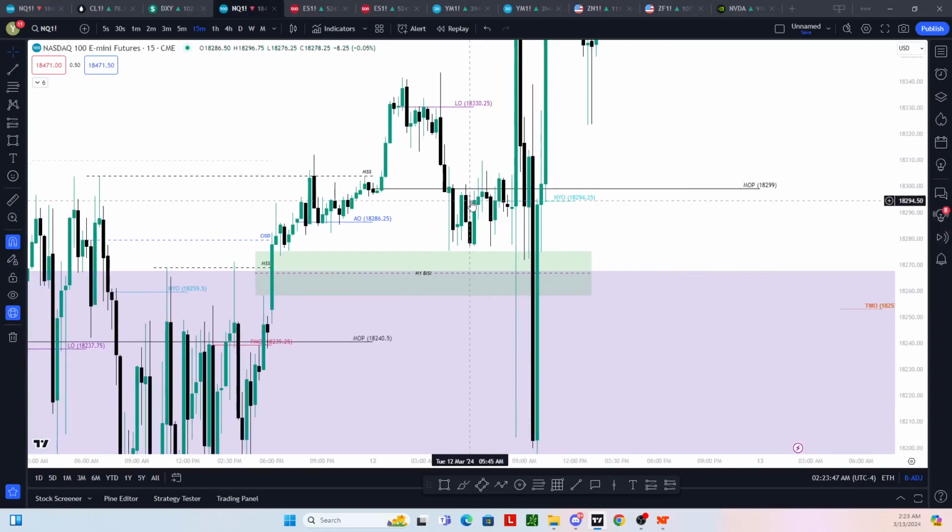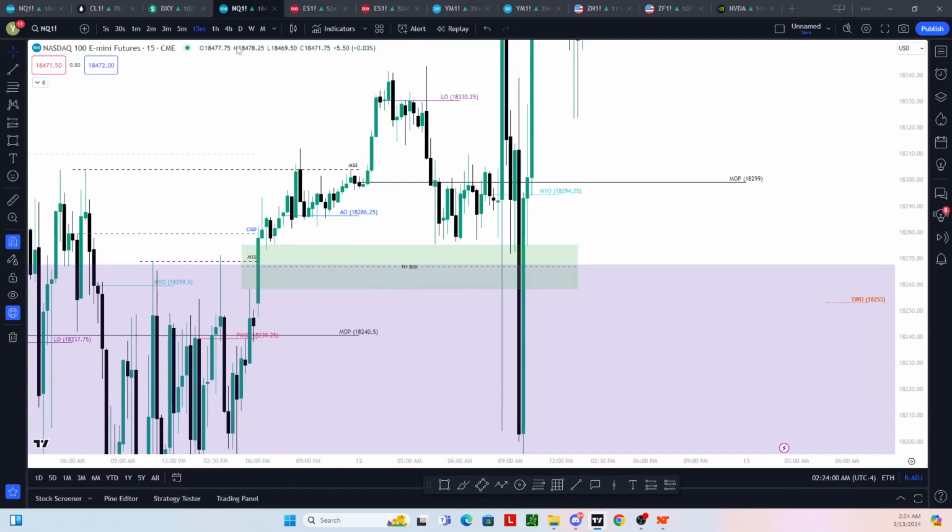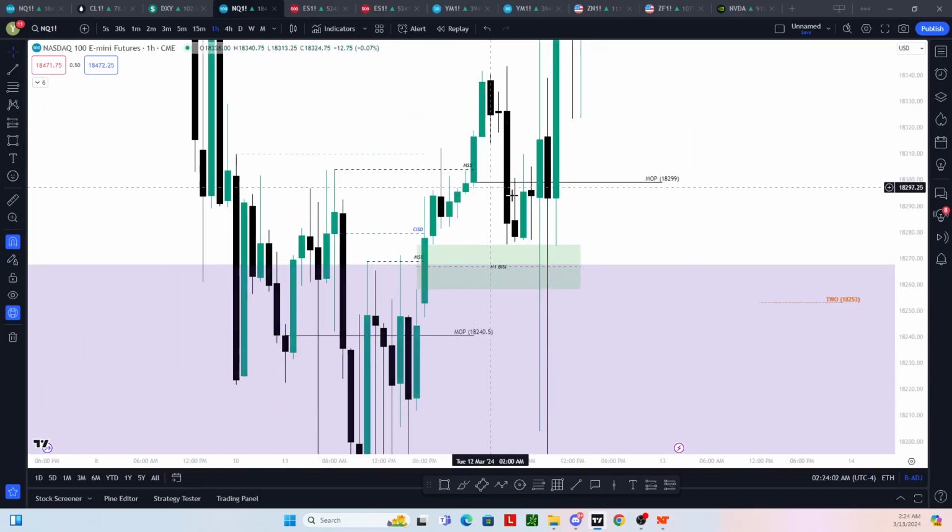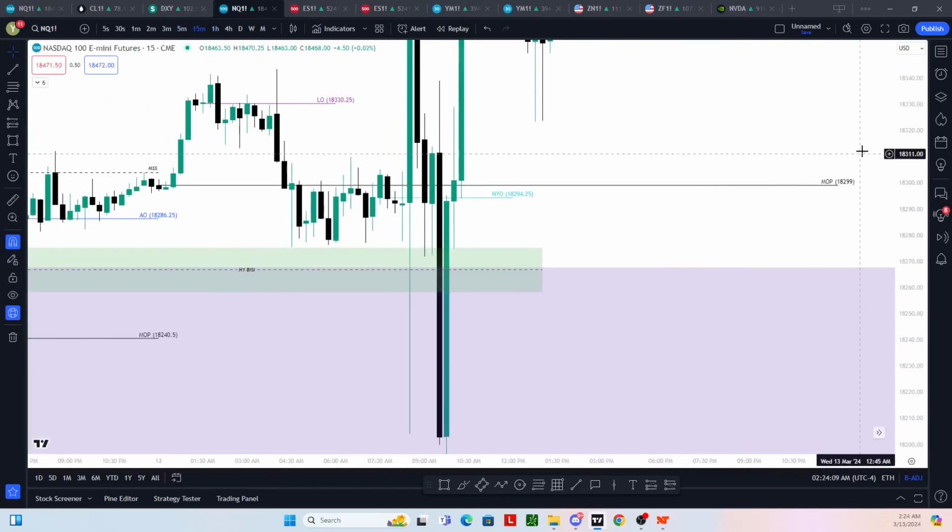So the true protraction here was late London, or delayed London, which gives you continuation off a fair value gap. What is this? This is our hourly BISI. Late London protraction, below MOP, continuation off of an hourly BISI. So you can see how the concepts are starting to blend together here.